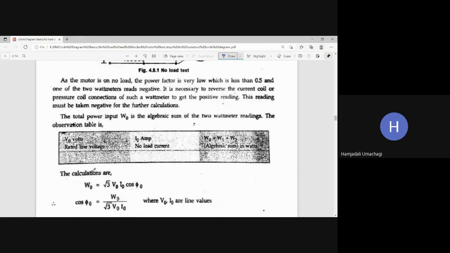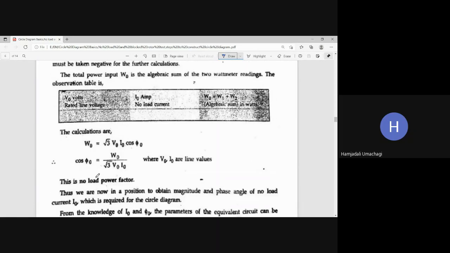So the calculations: the no load power W naught is also given by the formula for three phase power, that is root 3 V naught I naught cos phi naught, where cos phi naught is the no load power factor. From this we can write cos phi naught equal to W naught upon root 3 V naught I naught, where V naught and I naught are line values. So this is the no load line voltage and this is the no load line current.